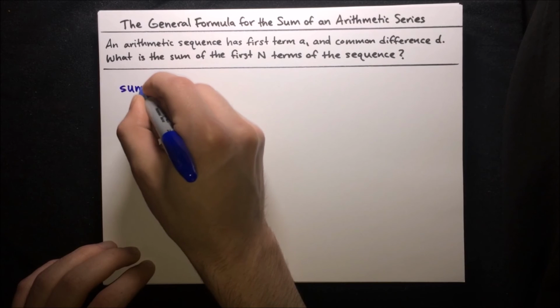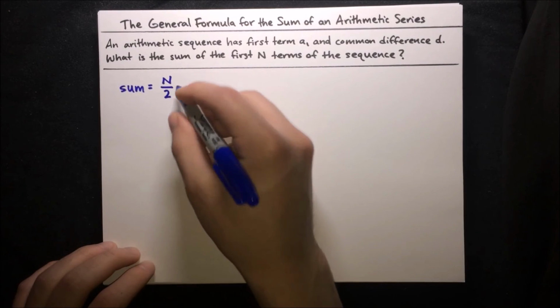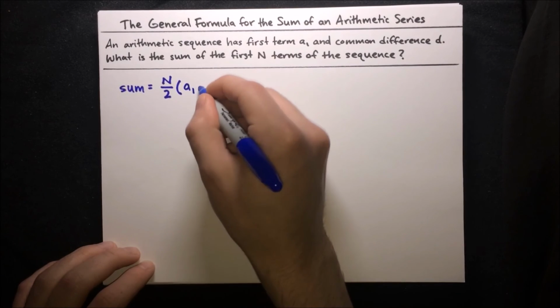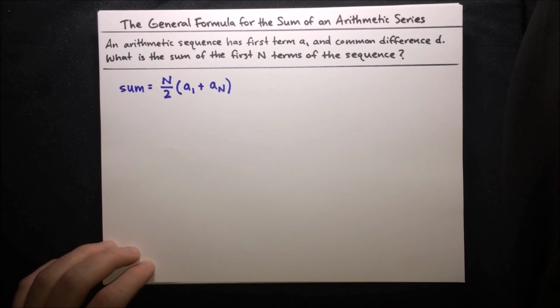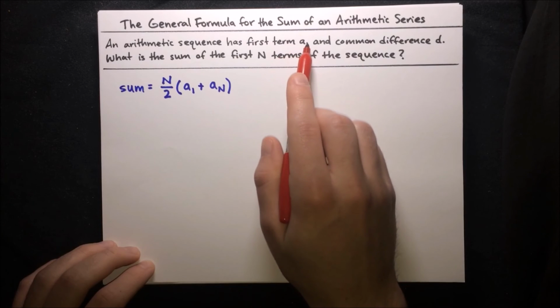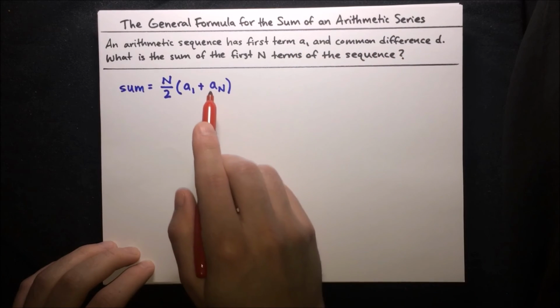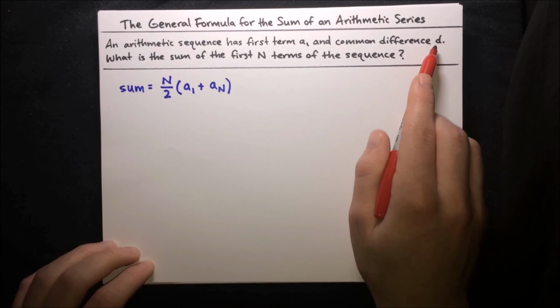The sum is equal to n over 2, the number of terms divided by 2, times the sum of the first term, a1, and the last term, an. Now the thing here is we don't know what an is. We only know what a1 is and what the common difference is. So what we'll want to do in this formula is express an in terms of a1 and the common difference. And that's pretty straightforward.